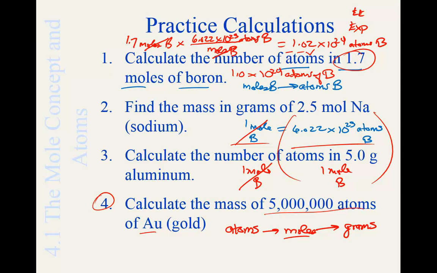So to do this problem, we're going to use the same equality that we did before. Let me erase this so we've got some place to write. We're going to say that 1 mole of aluminum, or no, this is gold. 1 mole of gold equals 6.022 times 10 to the 23rd atoms of aluminum.